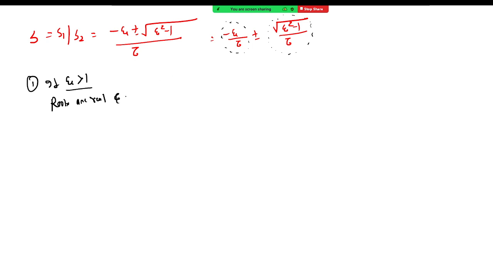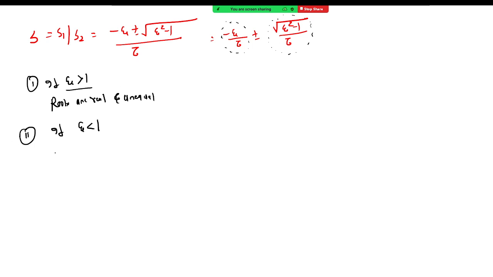and unequal, because when you substitute zeta greater than 1, definitely one will be plus and one will be minus. So the roots will be real and unequal. Now, if I substitute zeta less than 1, this will be a negative plus minus. If I substitute zeta less than 1, what will happen? This becomes imaginary, right?